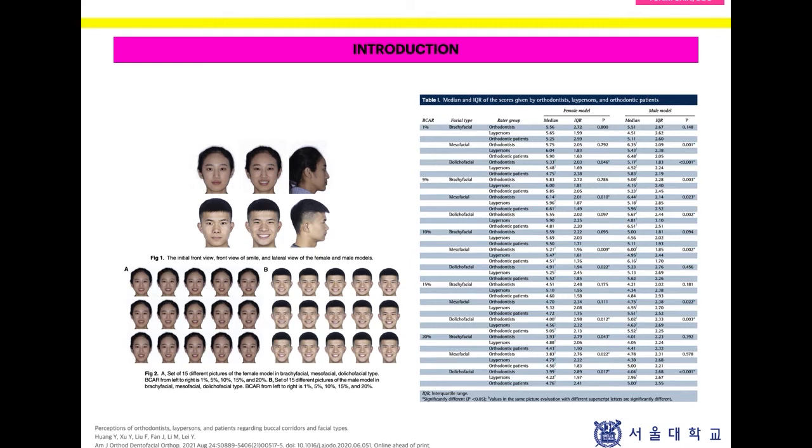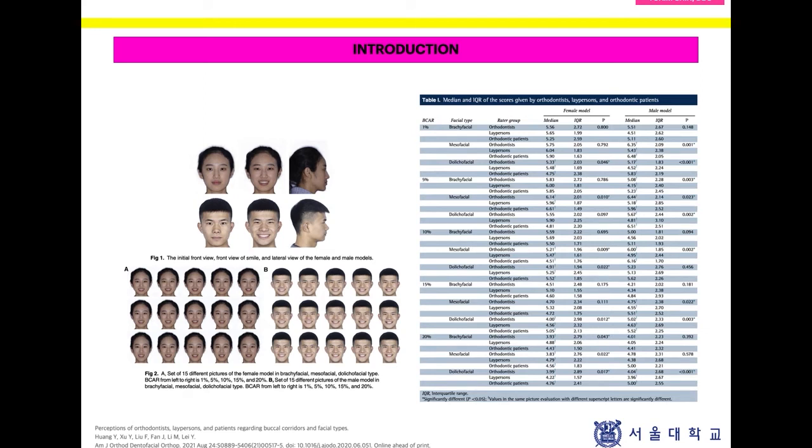The laypersons preferred 1 to 5% buccal corridor on a female model with mesofacial and dolichofacial, 1% to 10% buccal corridor on a female model with brachyfacial, and 5 to 10% buccal corridor on a male model with a dolichofacial.